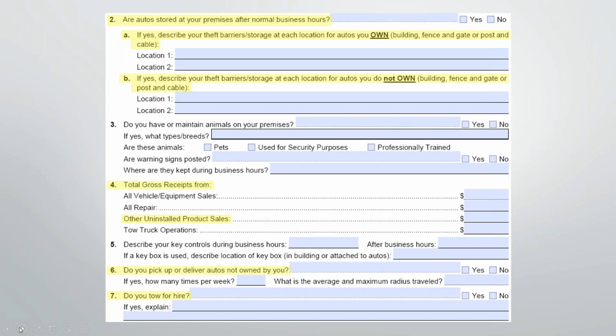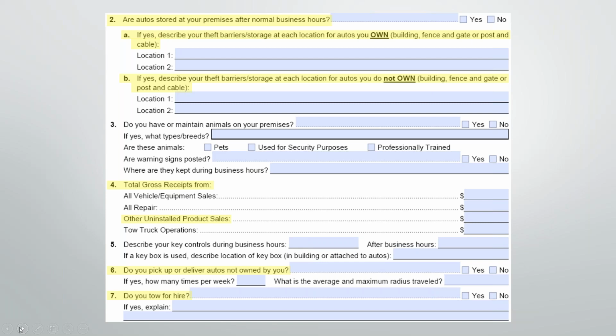Gross receipts often get overlooked, especially the uninstalled product sales, which would be, say you own a repair shop and maybe have some accessories that you're selling inside. I need a rate for that. It's not going to be just lumped into the auto repair operations. So if you can remember to split out those sales, that would be really helpful. Let's see what else we got here.